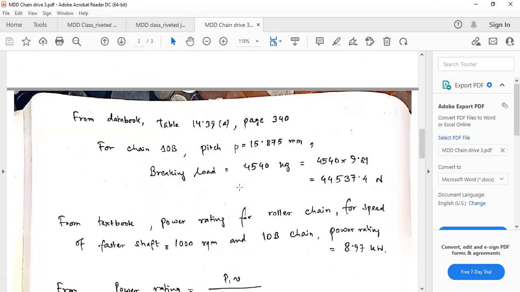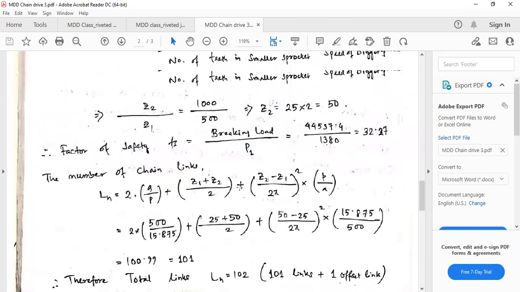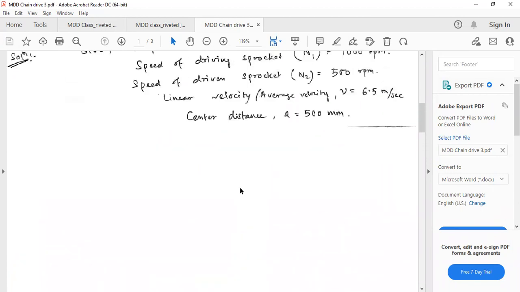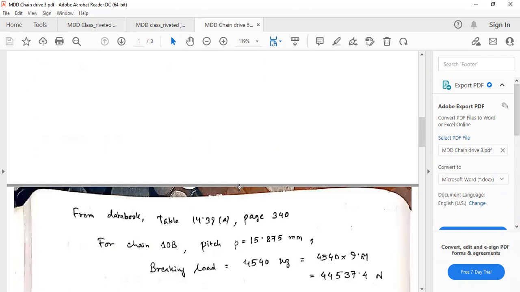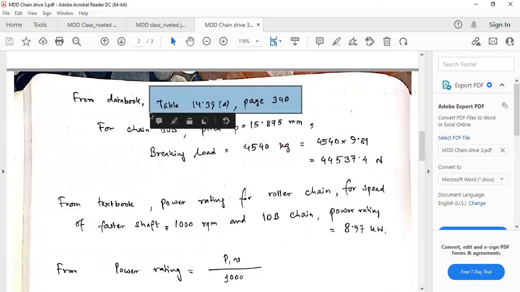Let's find out. So here, sorry. Either you can calculate the pitch or you can get it from the data book. The braking load is 4540 kg. This is from data book. This is the page number and the table number where you have to look.